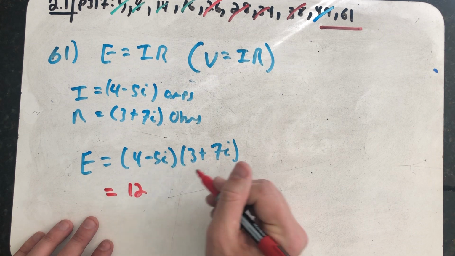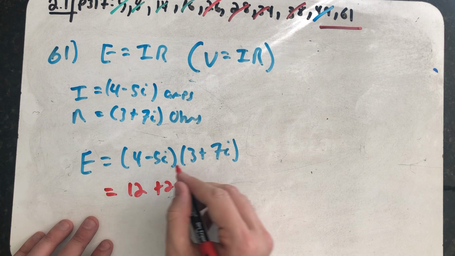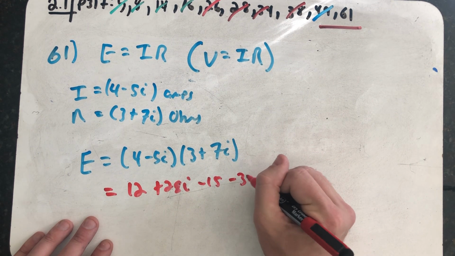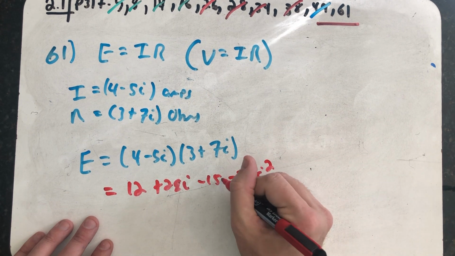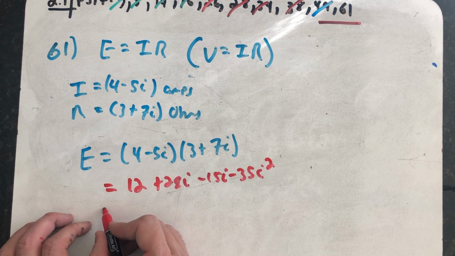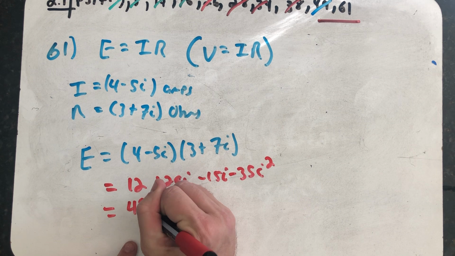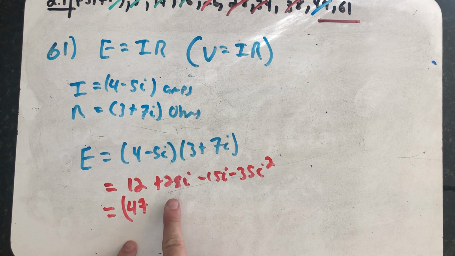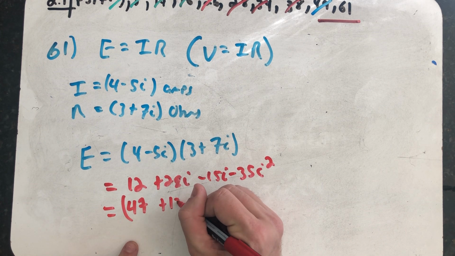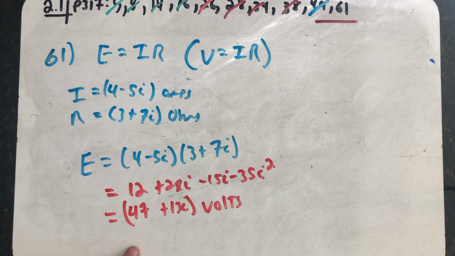So I end up with 12 plus 28i minus 15i minus 35i squared. Left off an i there. Minus 15i there in the middle. So let's see. That's a 12, really plus 35. That's a 47 in the real part. And then 28i minus 15i is plus 13i volts. And there's the voltage in that electric circuit.